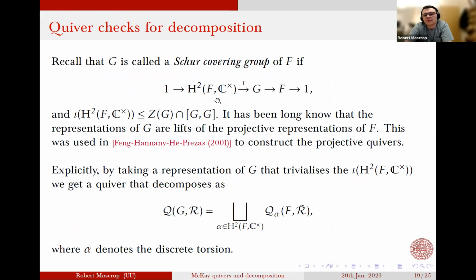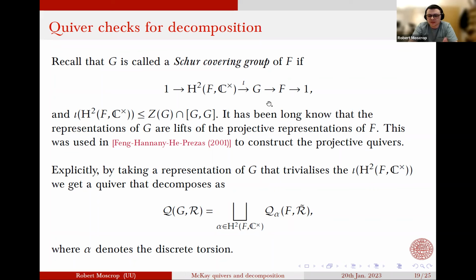So if I have a group F here, I can always lift it and all of its projective representations to something called a Schur covering group. It's something that fits into this short exact sequence. And you have that this H2 fits inside not only the center of G, but also the derived subgroup of G. So this is something called a stem extension. And the Schur covering groups are known to be a maximal such thing. You can't have stem extensions that are bigger than this, basically.